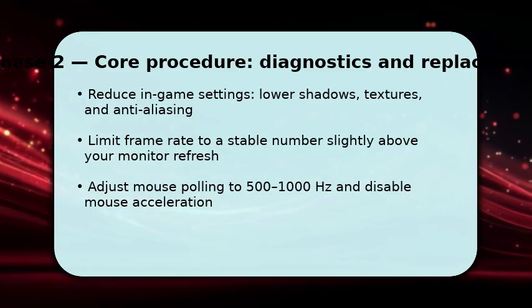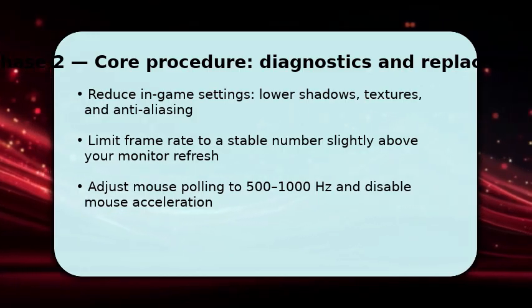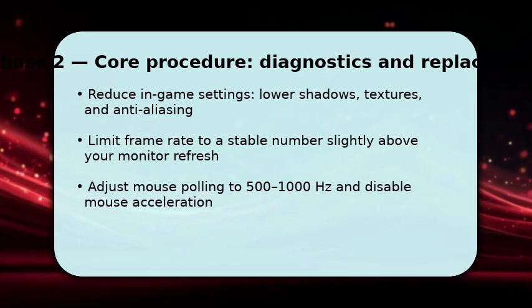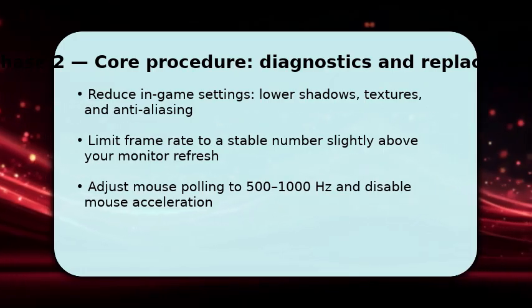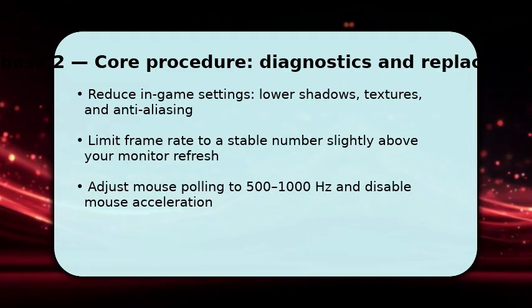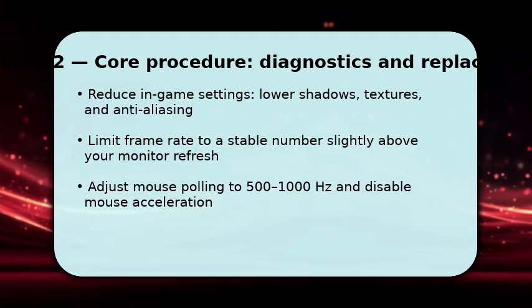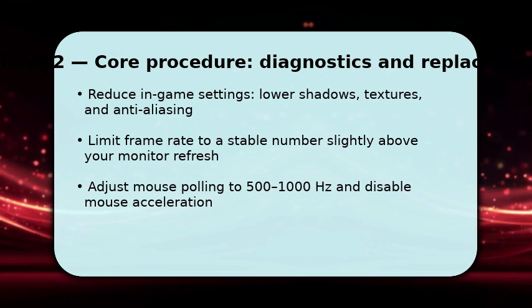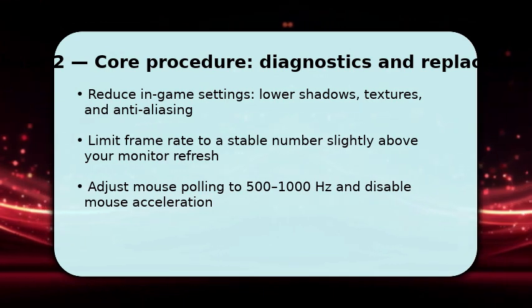On the hardware side, set your mouse polling to 500 or 1000 Hz and turn off Windows mouse acceleration. Inconsistent pointer filtering introduces directional lag. Once these changes are applied, test movement in a practice range and watch for smooth.